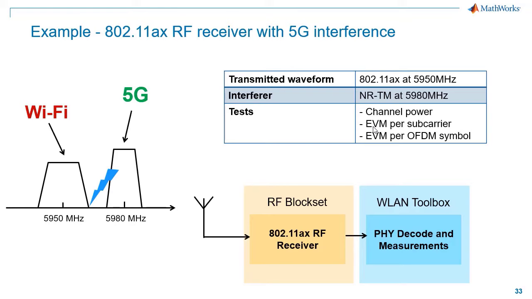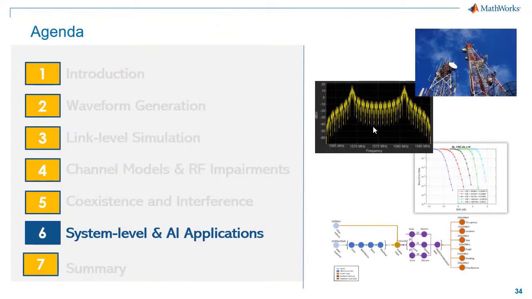Here we have an example where we use the 5G as the interference for the Wi-Fi. And we look at the transmission rate form at 5.95 megahertz, and interferer is the 5G at 5.980. And we look at the EVM per subcarrier as metric, channel power, EVM per OFDM symbol, and with and without interference. And we show you how you can quantify and then compensate for the effect of interference.